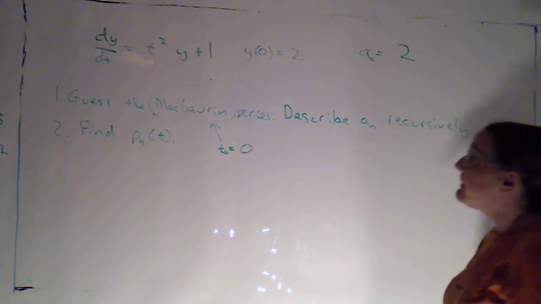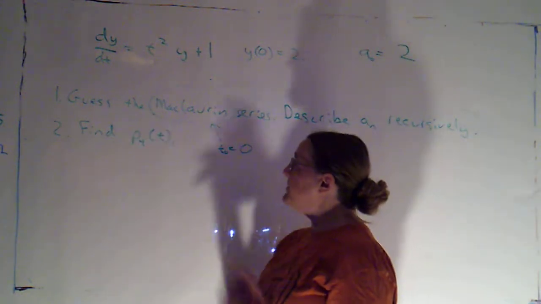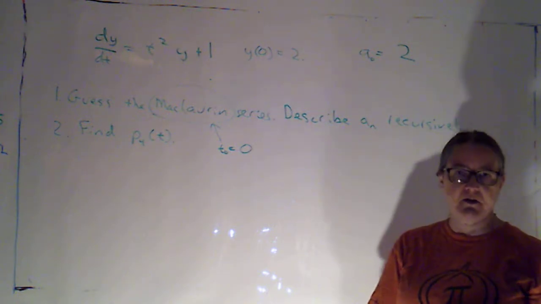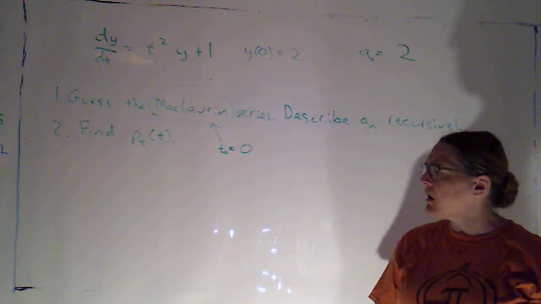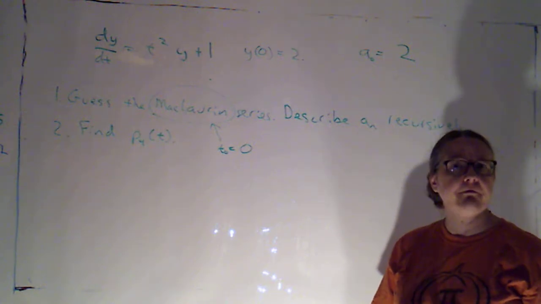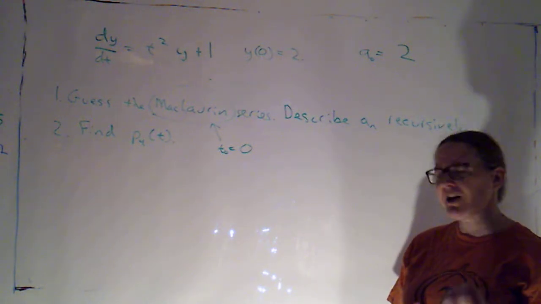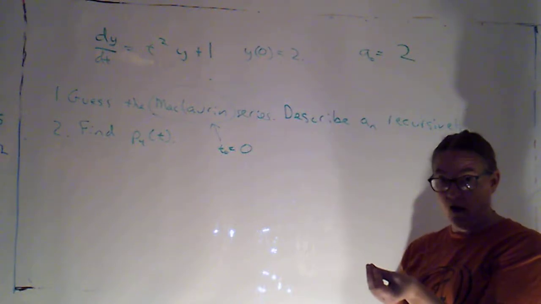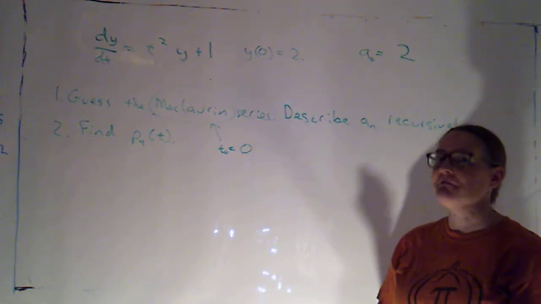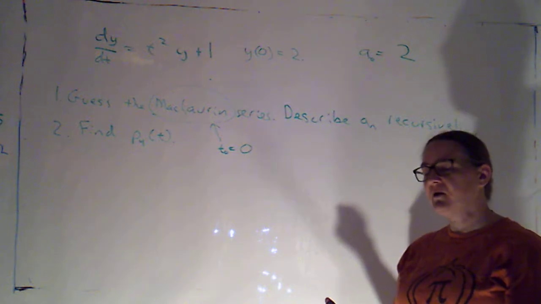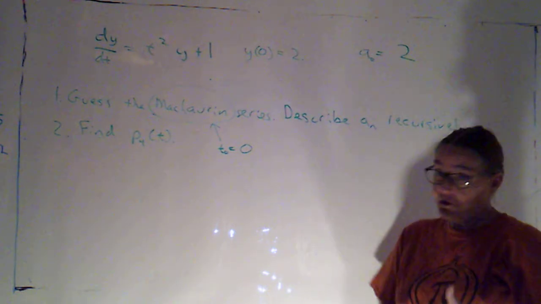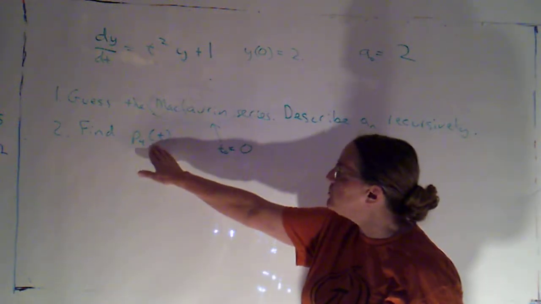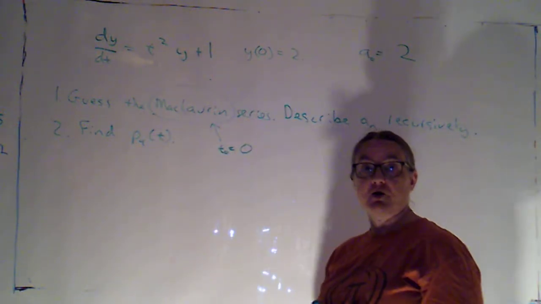Okay. Then the second part, once we've done that, we're asked to find P4 of t. That just means the fourth Maclaurin polynomial. Now, that may or may not be a polynomial of degree 4. Okay? Most of the time it is. But if the coefficient in front of t to the fourth happens to be 0, we would still call it the fourth Maclaurin polynomial. It might be the same as the third Maclaurin polynomial, but we're going to go up to and including the t to the fourth term.